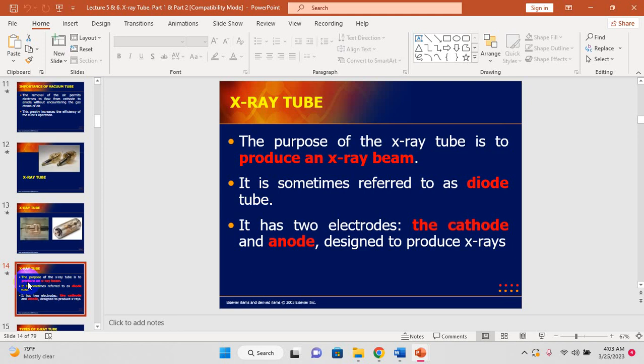So the purpose of the X-ray tube is to produce an X-ray beam, and the X-ray tube is actually the heart of the X-ray imaging system, because without the X-ray tube there will be no production of an X-ray beam, and without it then there will be no image. This is also sometimes referred to as the diode tube, and it has two electrodes, the cathode and the anode, designed to produce the X-rays. The cathode is negatively charged, and the anode is positively charged.